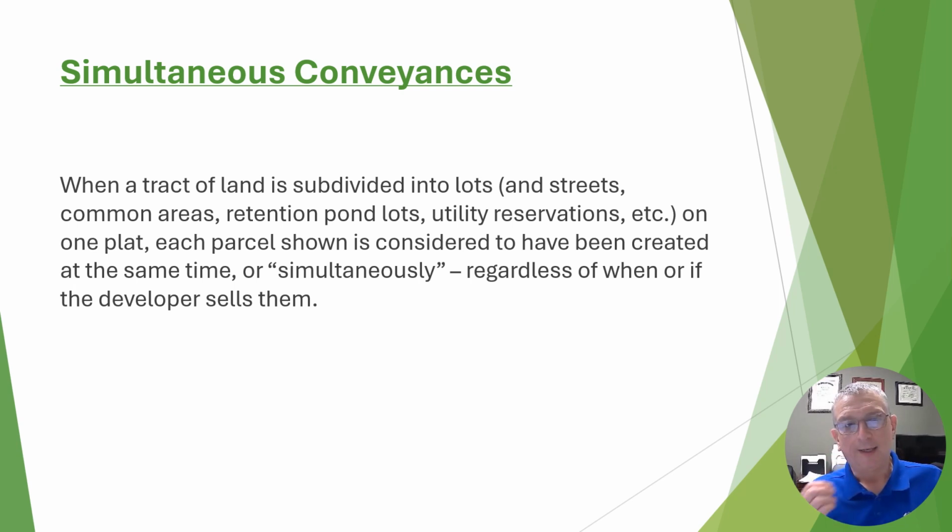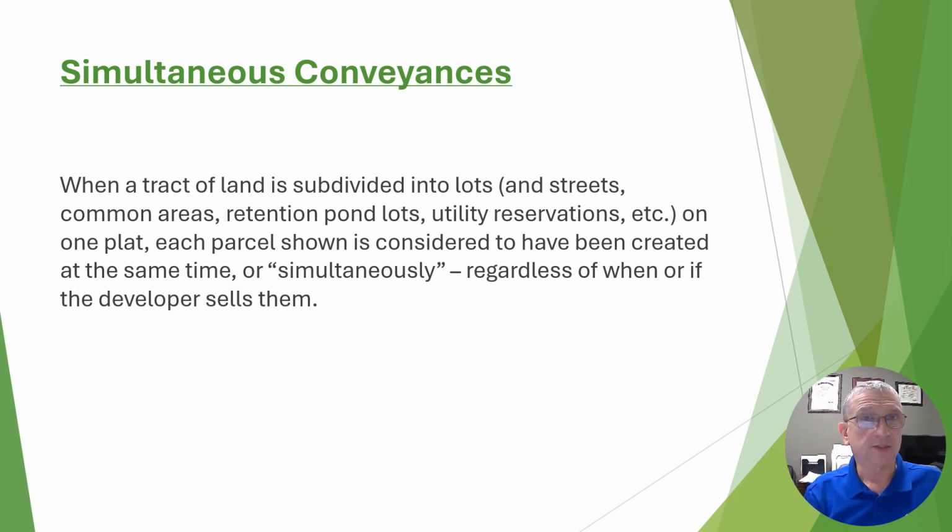So even though they might sell lot number 1 and then lot number 20 and then go in between, they all have the same weight and are not subject to sequential conveyance rules, which we'll cover in a minute. Now, what does this mean?